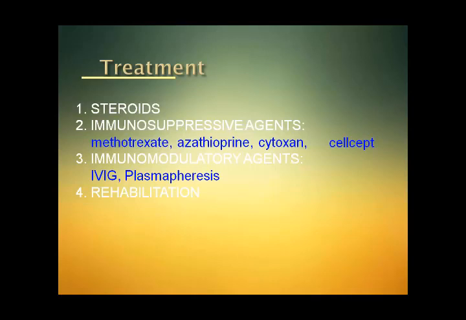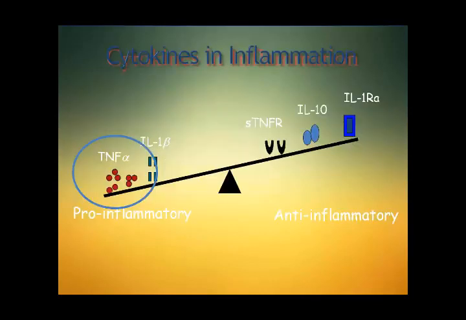Patients with polymyositis with severe weakness and in crisis can go for plasmapheresis. And these are patients who have chronic inflammatory disease. They need rehabilitation and social and economic support. So this is basically the concept of why this chronic inflammatory disorder takes place.